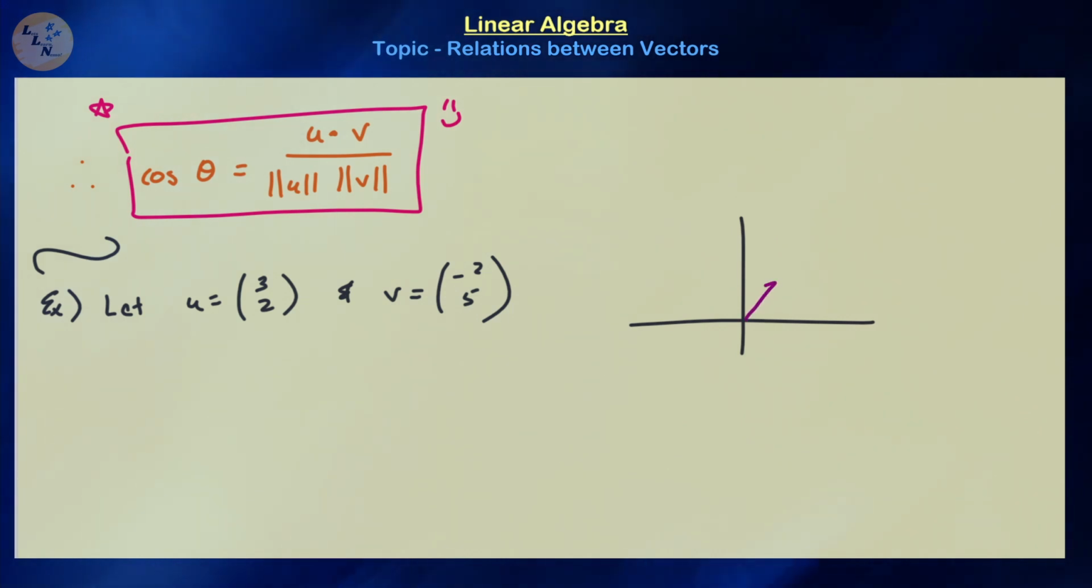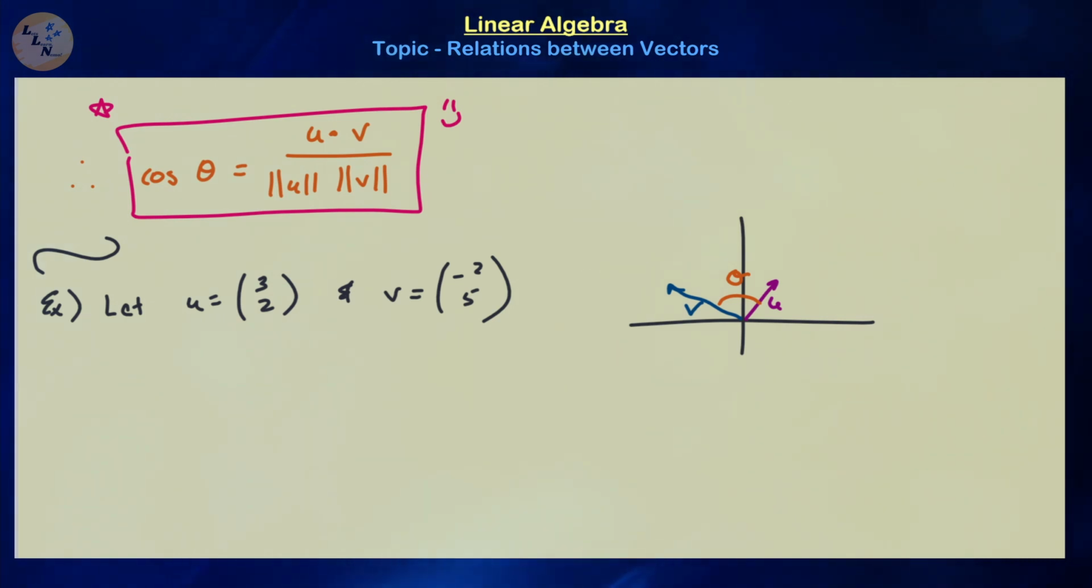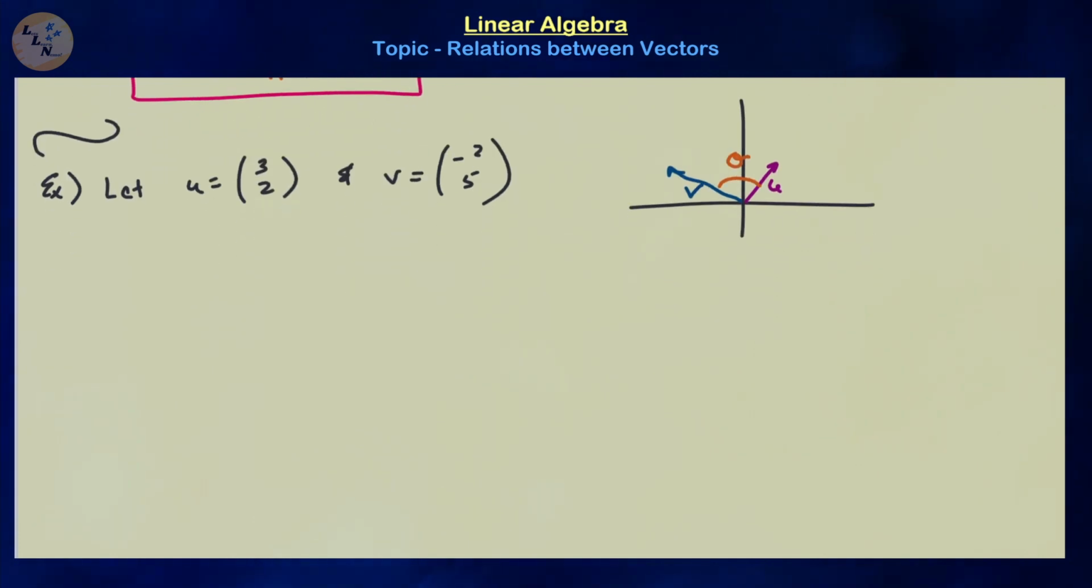So u is some vector over here, and v is some vector over here. So that's v. Our goal is to figure out what the angle between them is. For example, is it 90 degrees, 180 degrees, 20 degrees, 1 degree, or negative 15 degrees or something of the sort?